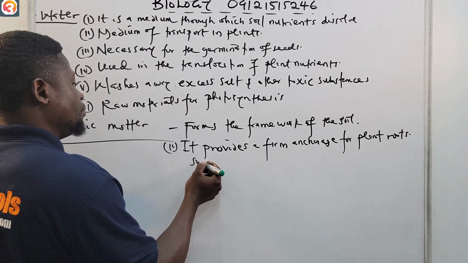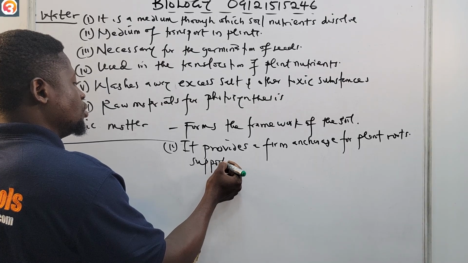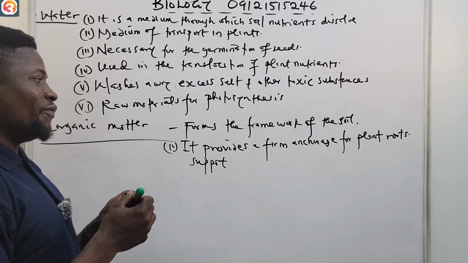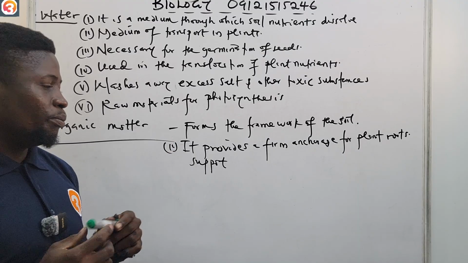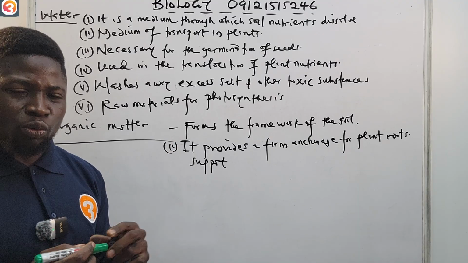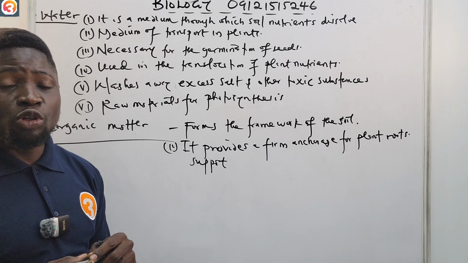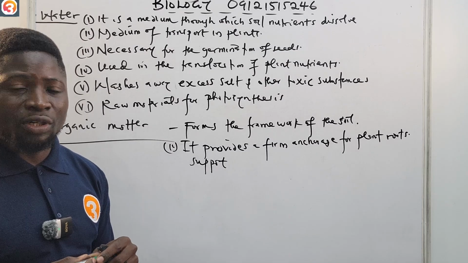A kind of support. So that is what inorganic matter is. It provides a very firm anchorage for plant roots. It supports plant roots. Inorganic matter also provides mineral salts to the plant.